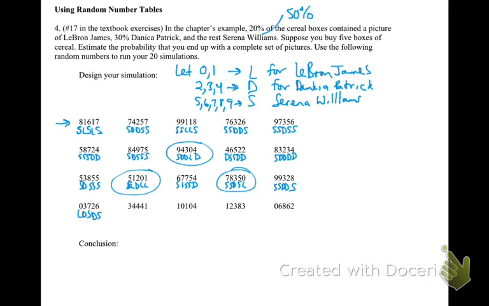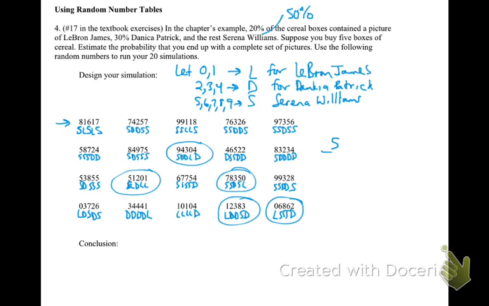LDSDS. DDDDL. LLLLD. Hey, look at that. That's kind of cool. And LDDSD. So there's a complete set. LSSSD. There's a complete set. So, out of those 20 simulations, 5 of them ended up with a complete set.